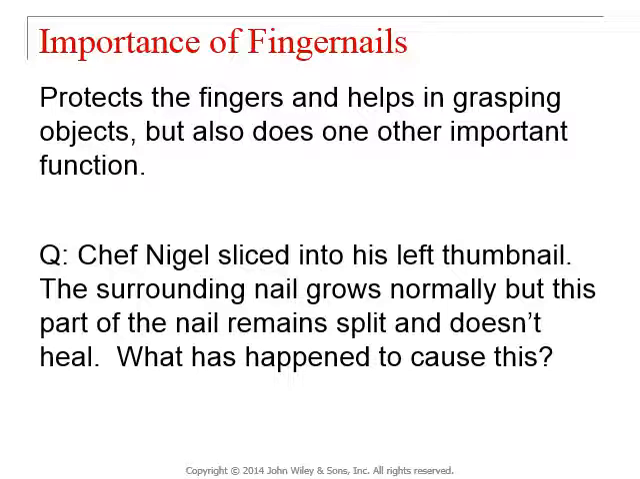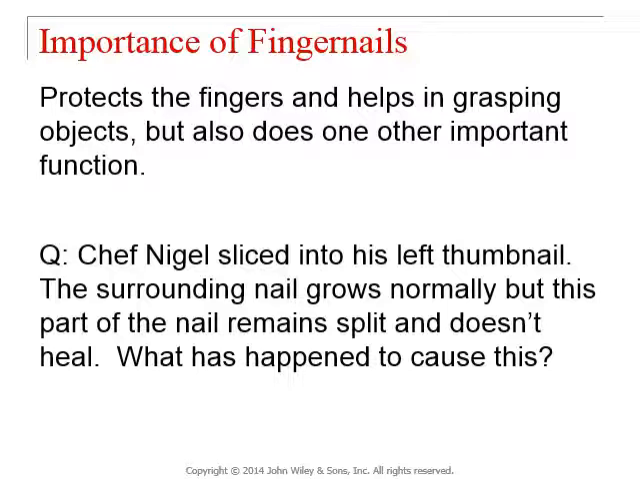So in this case, he did slice a portion of his left thumbnail pretty far back into the cuticle and into a certain area in particular. So very simply, the question goes like this. The surrounding nail after he had injured grows normally, but the part of the nail remains split where he cut it and doesn't heal. What has happened to cause this?